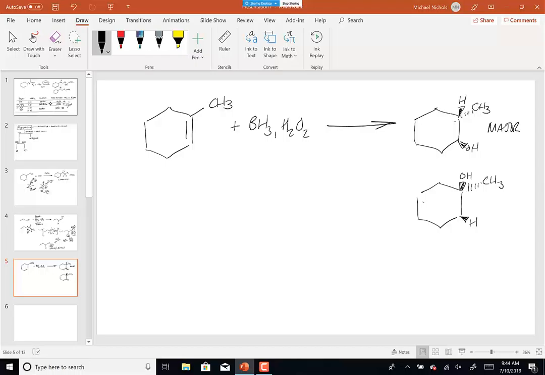So in this case, is this reaction regioselective? Did I make two products that are structural isomers? Yes. Did I select one over the other? Yes. Why did I select one over the other? Because the original molecule was unsymmetrical, and this is anti-Markovnikov. And I have a major product. So this is regioselective.